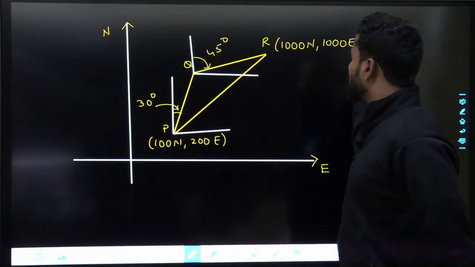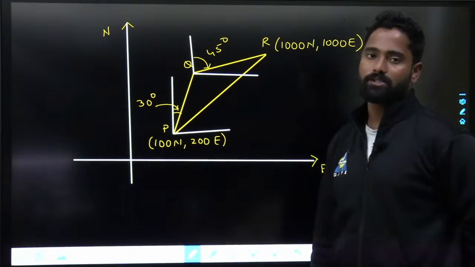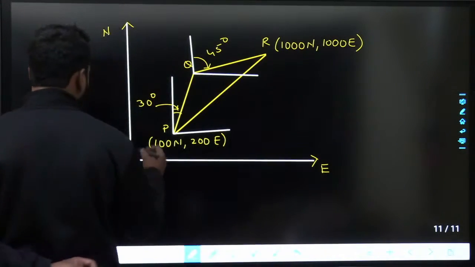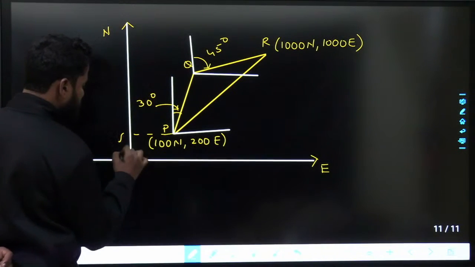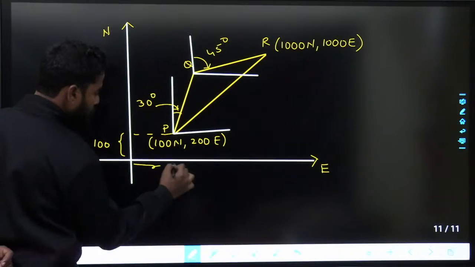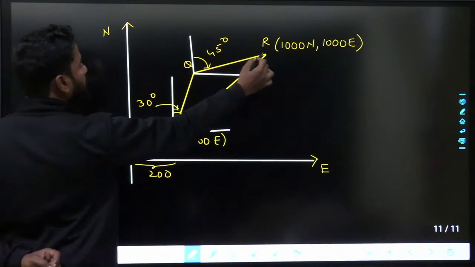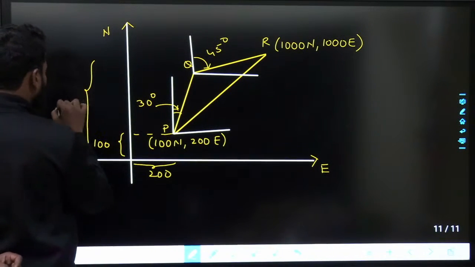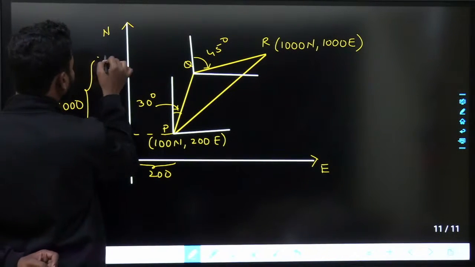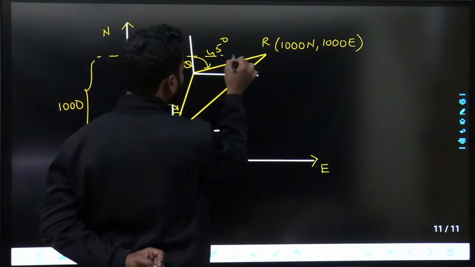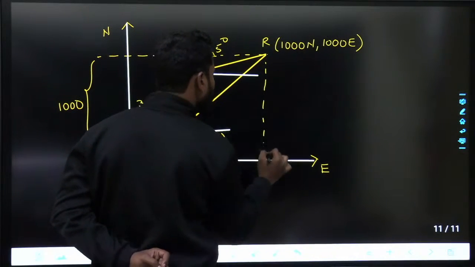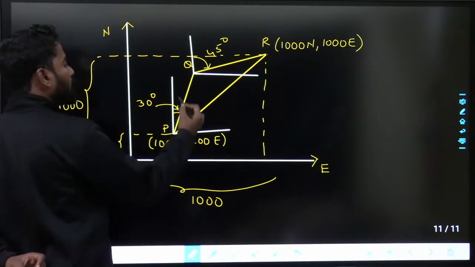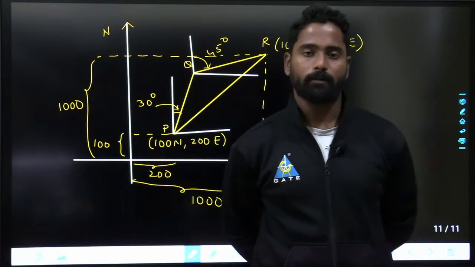1000 northing, 1000 easting. 100 northing, 200 easting. Northing means on this it is 100, easting means on this it is 200. Similarly, this is 1000, this is 1000, this is also 1000. That is the meaning of it. Fine. Find out the lengths PQ and QR.